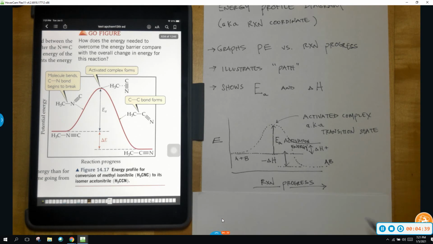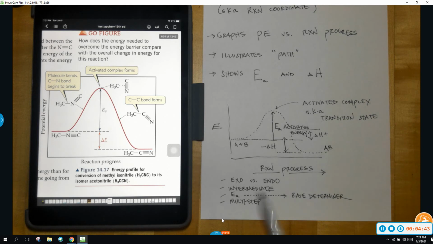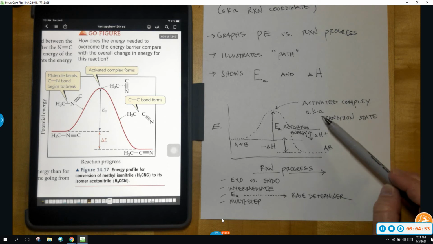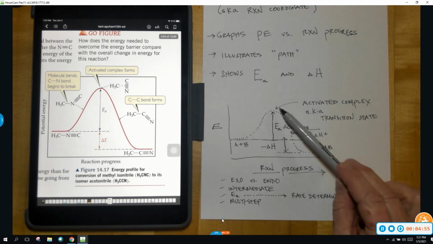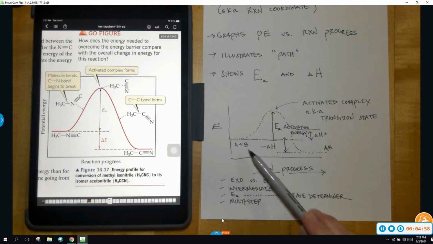So a couple things to watch for when I show you lots of examples of these. First of all, watch to see if the reaction is endo or exothermic. So watch to see where it ends versus where it starts. Second of all, watch for an intermediate, or watch for this activated complex that forms right here and how that could be a little bit different from the reactants themselves.